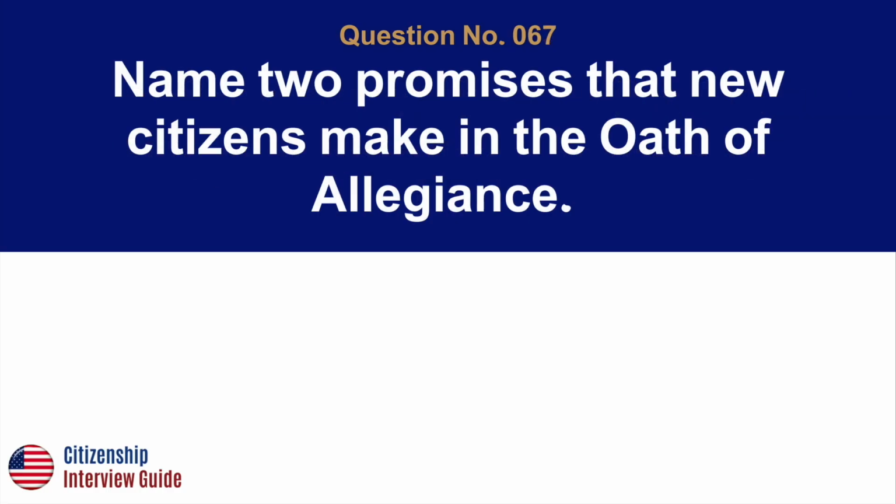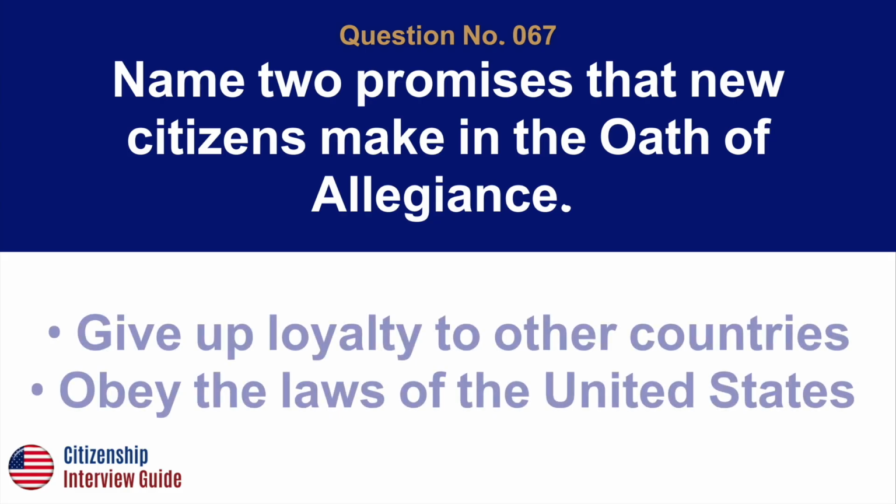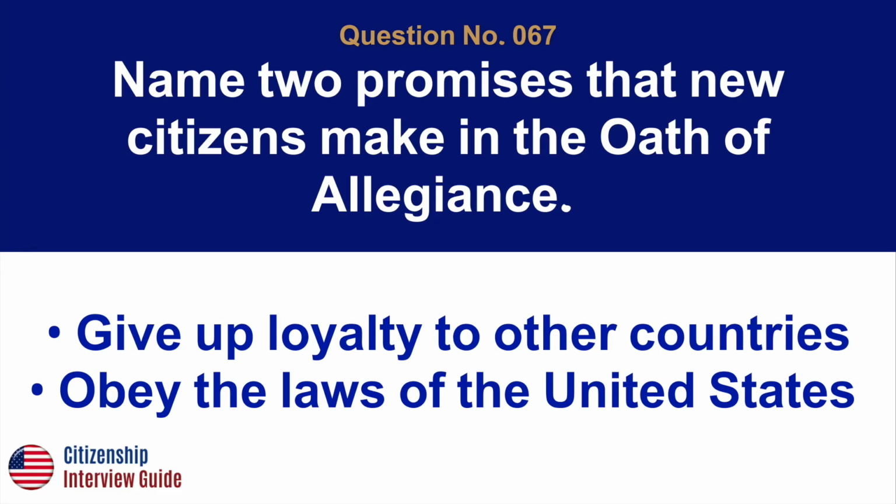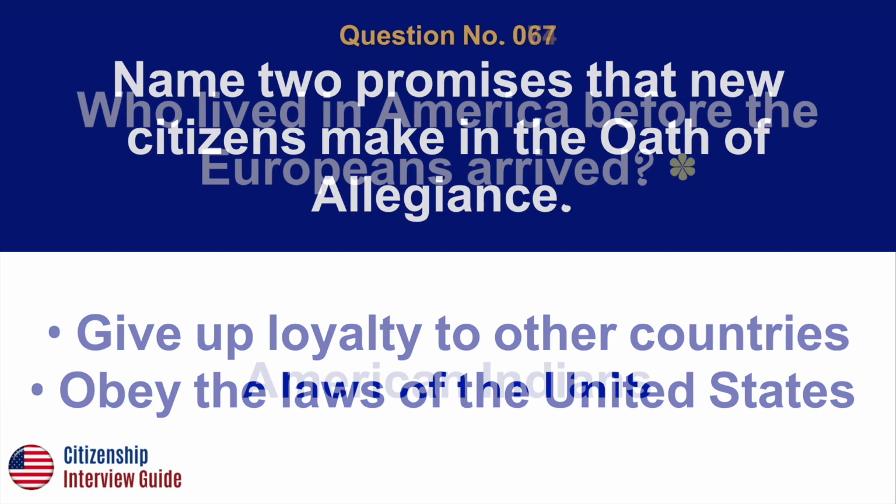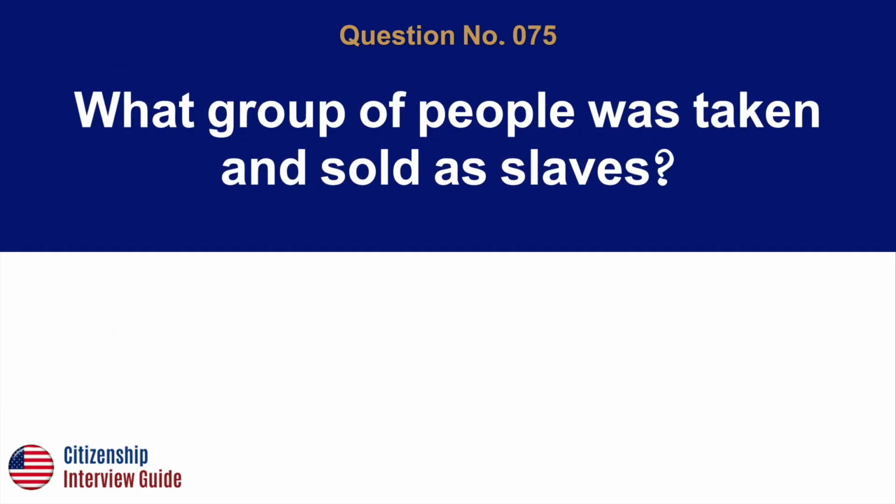Name two promises that new citizens make in the Oath of Allegiance. Give up loyalty to other countries. Obey the laws of the United States. What group of people was taken and sold as slaves? Africans.